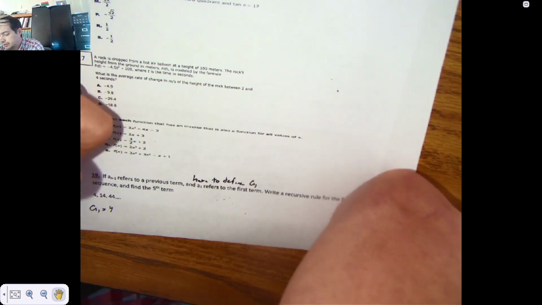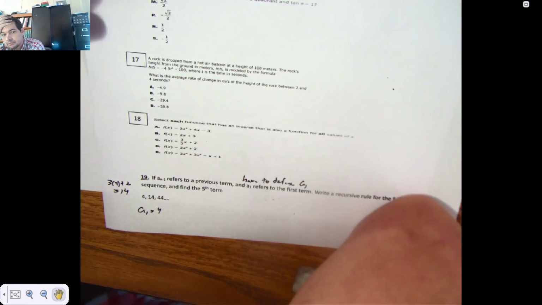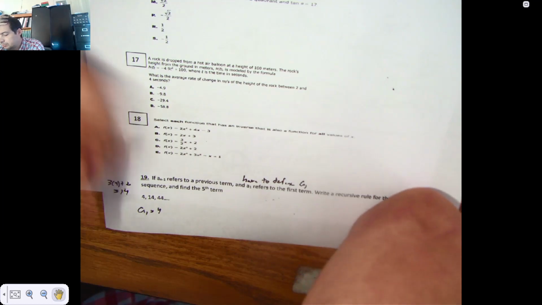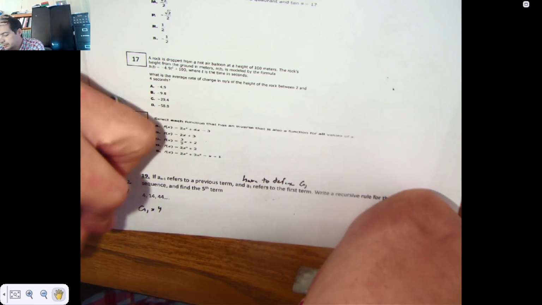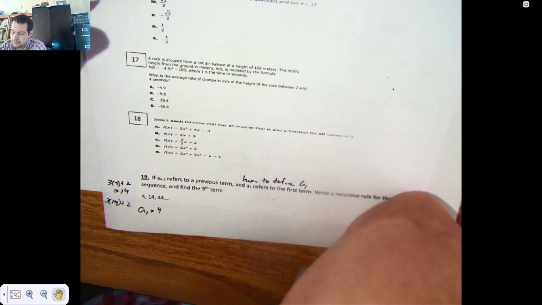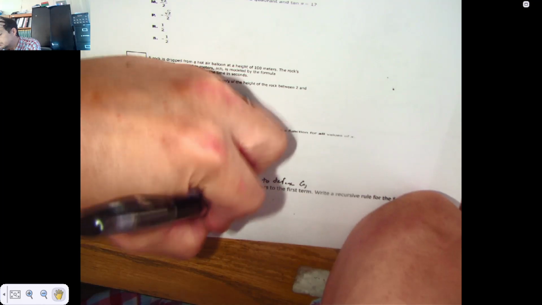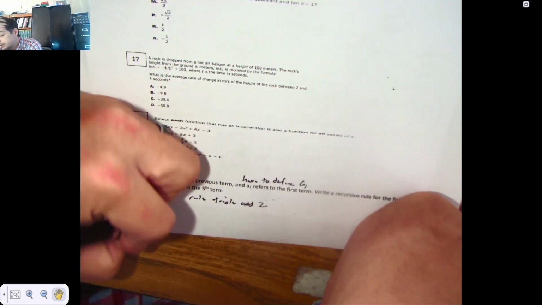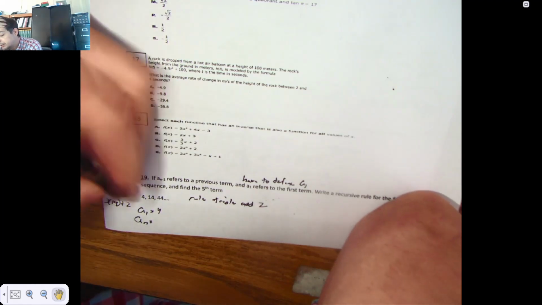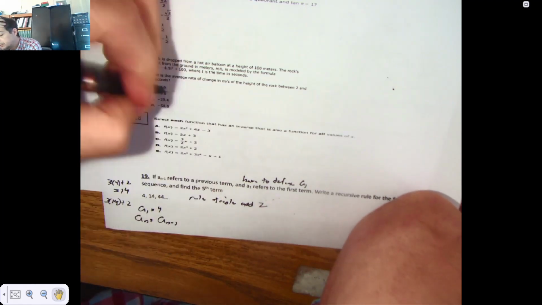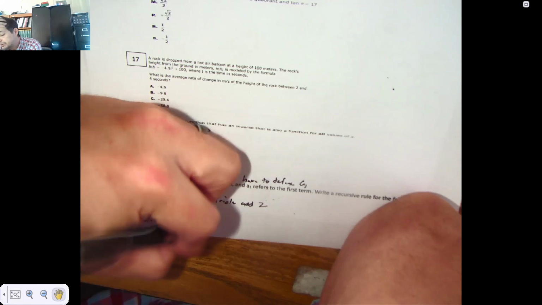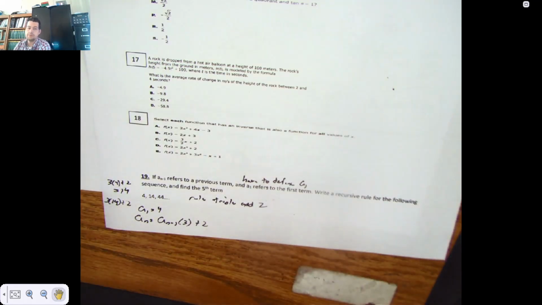The rule here is triple and add 2. I think if I do 3 times 4 and add 2, I get 14. And does that hold? 3 times 14, add 2. 3 times 14 is 42. You add 2. Yeah, that's the rule. So the rule is triple and add 2. So the next term, a sub n, would be the previous term, which we call a sub n minus 1. We'd multiply it by 3 and we'd add 2. And there you go. There's your rule.